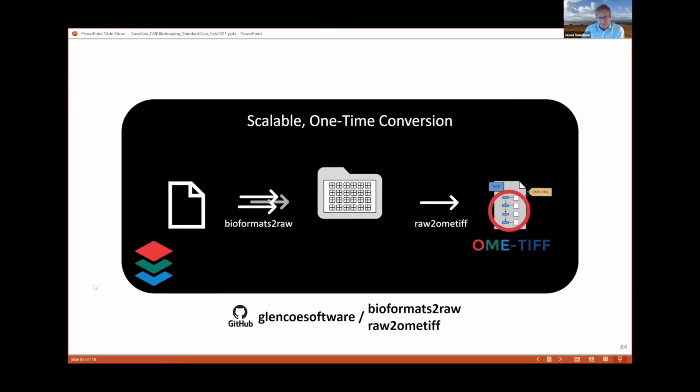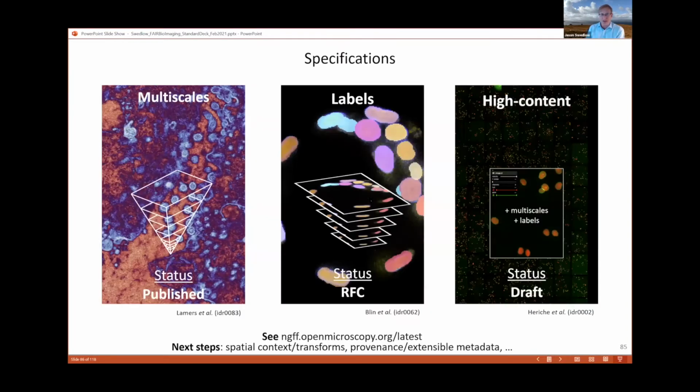So we've taken Bio-Formats, because Bio-Formats is a way of recognizing all these data, and we've built a library called Bioformats to Raw, which will convert to Zarr, to N5, or TileDB. Now, for those of you who still want TIFF-based formats, we have another library which will do that. But we now have a way to get these data into these formats that will work in cloud-based resources.